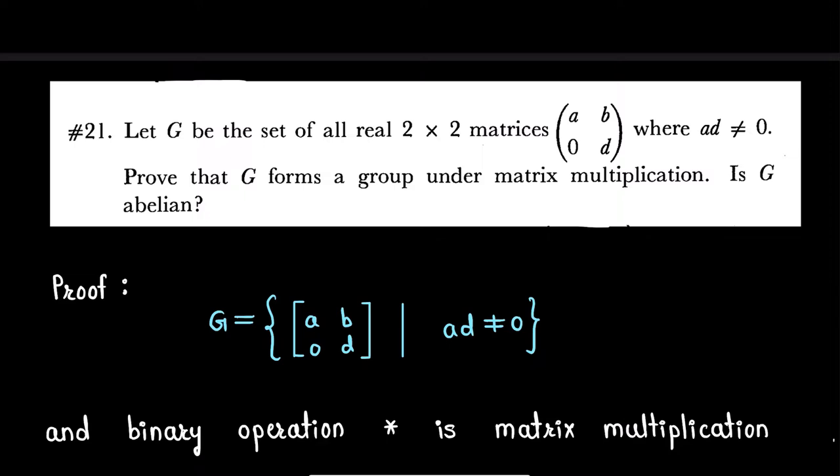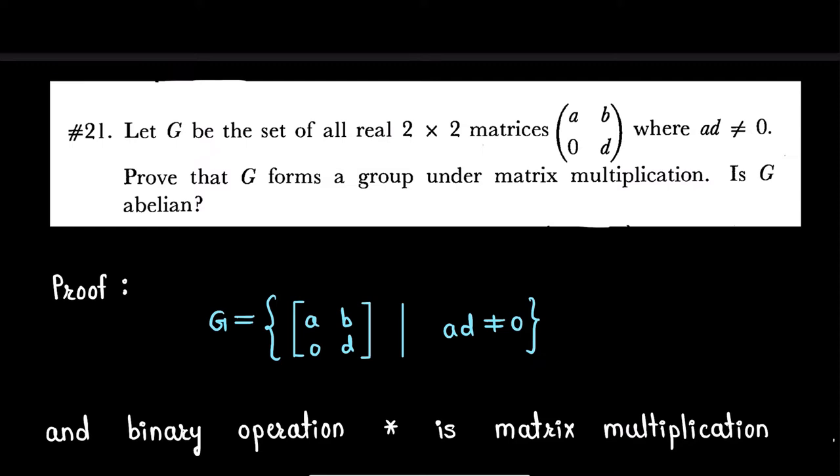The question is: let G be the set of all real 2 cross 2 matrices [[a, b], [0, d]] where ad, that is, the product of the diagonal entries, is not equal to 0. Prove that G forms a group under matrix multiplication. Further, we have to check whether G is an abelian group or not.